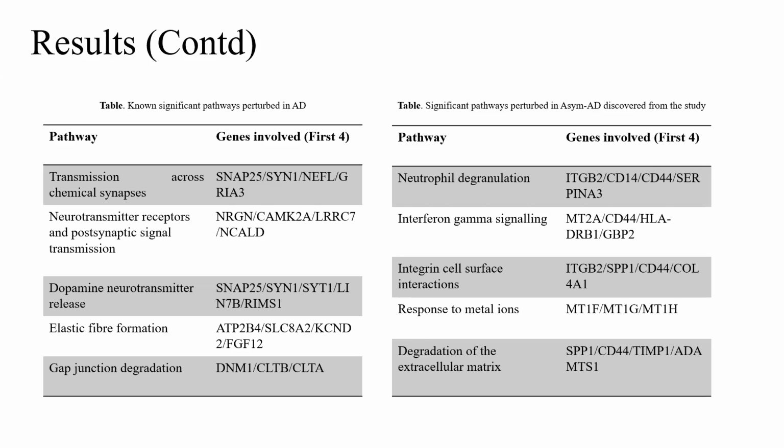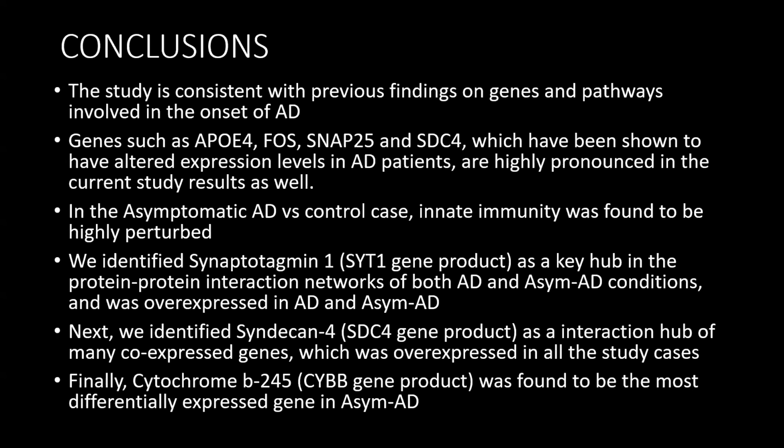Coming to the conclusions, it's consistent with the previous findings on genes and pathways involved in the onset of AD. Genes such as APOE4, FOS, SNAP25, and STC4, which have been shown to have altered expression levels in AD patients, are highly pronounced in the current study results as well.